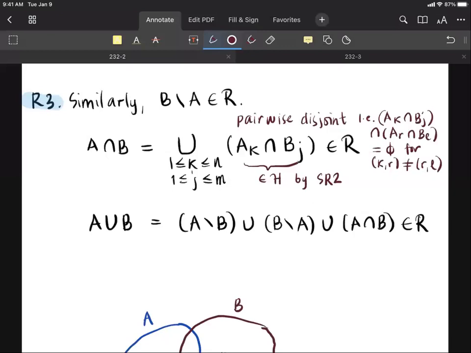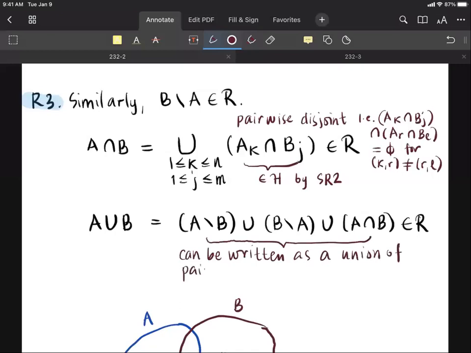So therefore, if you combine all of those observations, this union here can be written as a union of pairwise disjoint elements of the semi-ring H. And by definition of R, this means that the union is also in R.